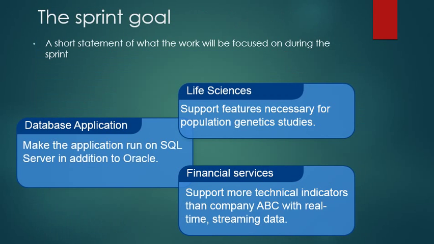The sprint goal, a short statement of what the work will be focused on during the sprint. Life sciences: support features necessary for population genetic studies. Database application: make the application run on SQL Server in addition to Oracle. Financial services: support more technical indicators than company ABC, with real-time streaming data.